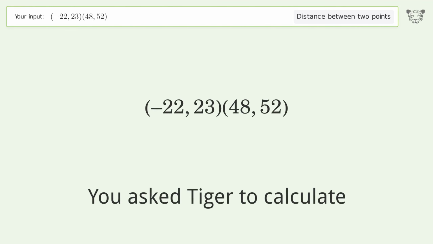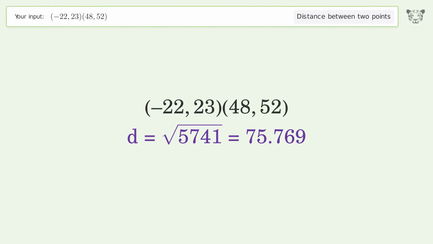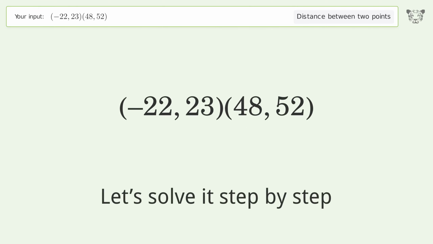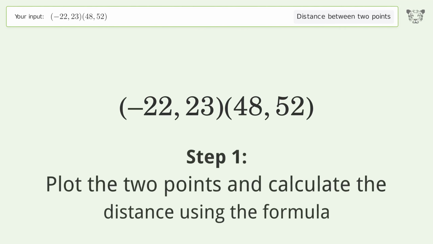You ask Tiger to calculate. This deals with the distance between 2 points. The distance between the 2 points is the square root of 5,741, or 75.769. Let's solve it step by step. Plot the 2 points and calculate the distance using the formula.